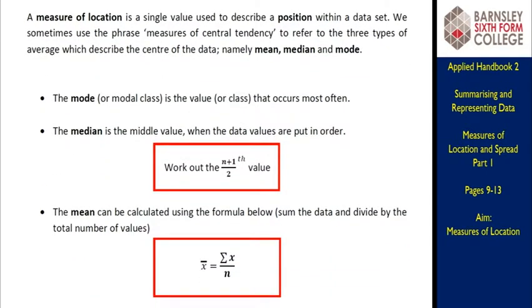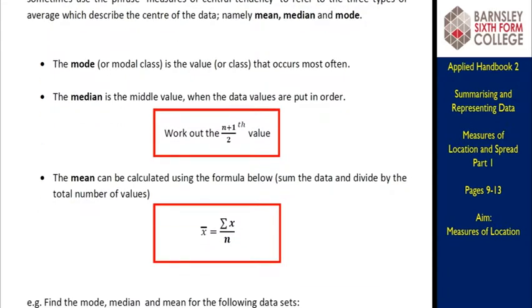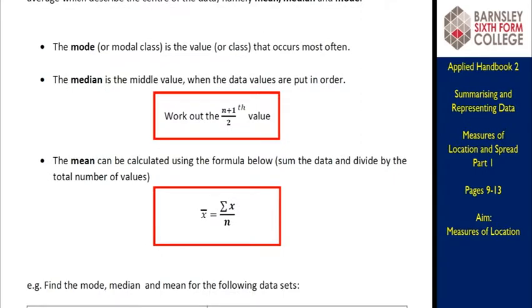To find that, we have to add 1 to how many pieces of data we've got and divide that by 2. The reason being, if you've got 6 pieces of data, it's not your third one that's in the middle, it's your third and fourth value that's in the middle. So if you did that, 6 plus 1, 7 divided by 2, it's 3.5. So looking for your 3.5 value, you have to take the middle of the middle in that case. And for the mean, you add up all the numbers and then divide by how many there are.